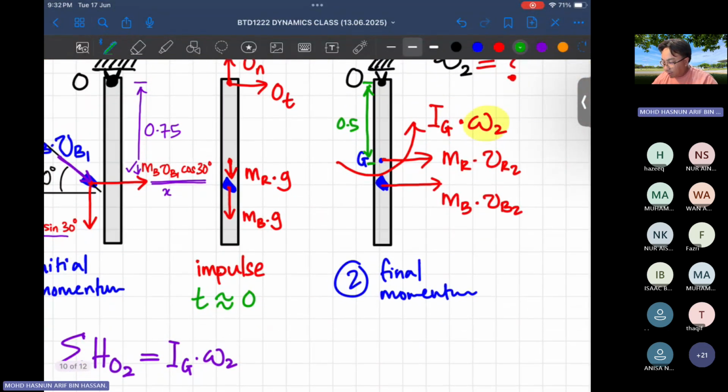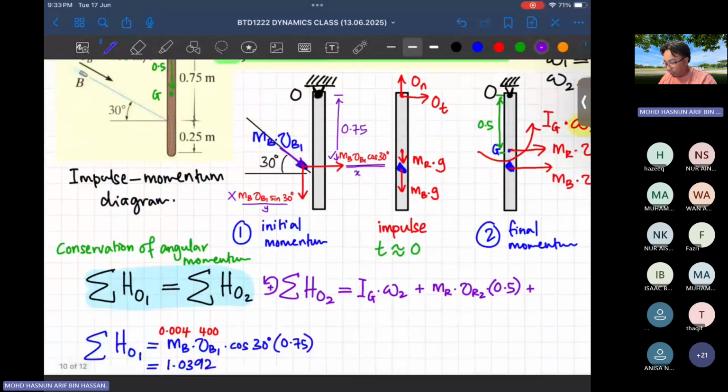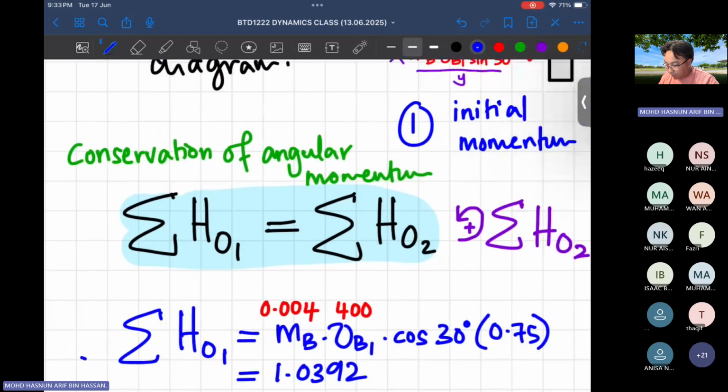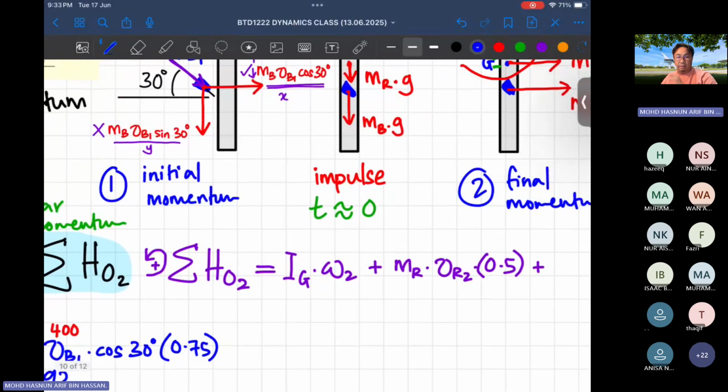Okay, so for HO2, Ig omega 2 dah settle. Now we have to plus MR times VR2 times 0.5, which is the distance, 0.5. Okay. Next is MbVB2. So this is another plus. So basically we take all rotation direction in anti-clockwise. Anti-clockwise rotation as positive for HO2 and also for HO1. HO1 we do the same. So basically we take angular anti-clockwise direction as positive. Okay, remember for angular motion, we need to define the direction.